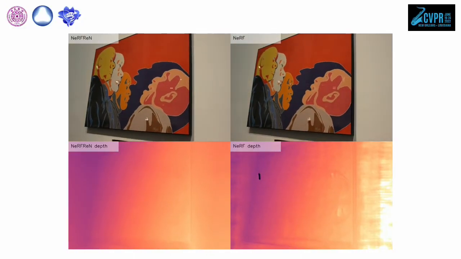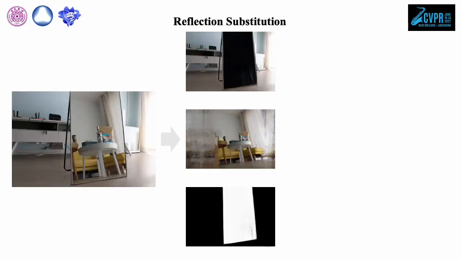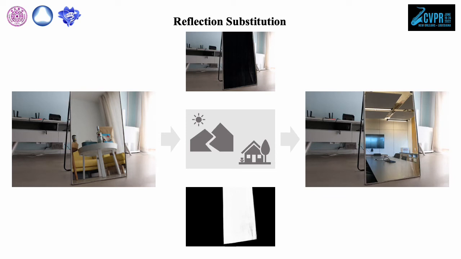We compare NeRFReN with the vanilla NeRF representation. NeRFReN produces clearer reflections, as well as more accurate depth maps. Here we show a scene editing example as a natural application of our representation. This could be utilized to synthesize self-reflections of the user to provide a more immersive experience.